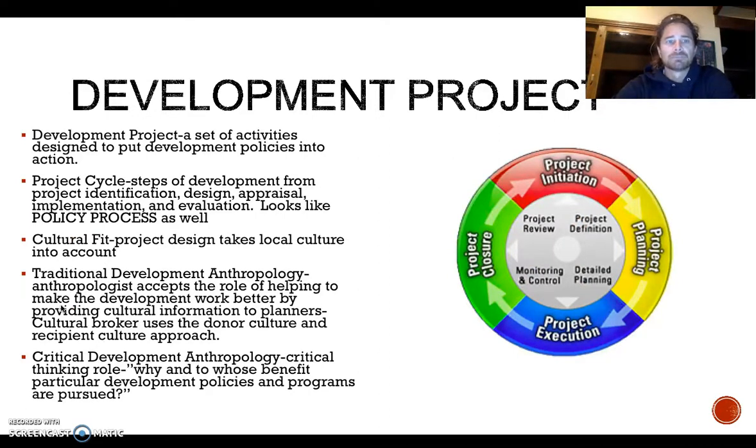Development project. So this is what a project looks like, right? And this is going to be some fascinating stuff because this is much more applied anthropology. A development project is a set of activities designed to put development policies into action. The project cycle itself is what it looks like over here on the right-hand side: steps of development from project identification, design, appraisal, implementation, and evaluation. It also looks very similar to the policy process, right? Usually in the policy process, we identify a problem, then we propose different policy solutions, and then we implement, and then we evaluate, and then it is this wheel that continues, right?